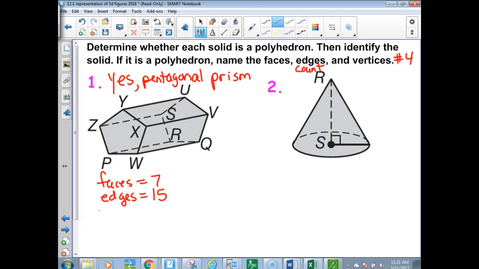And then the number of vertices. How many points are there? 1, 2, 3, 4, 5, 6, 7, 8, 9, 10.